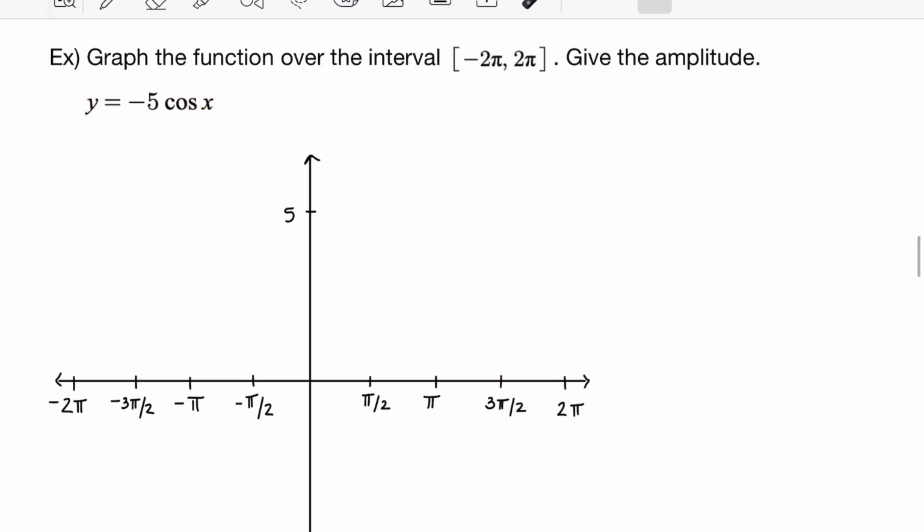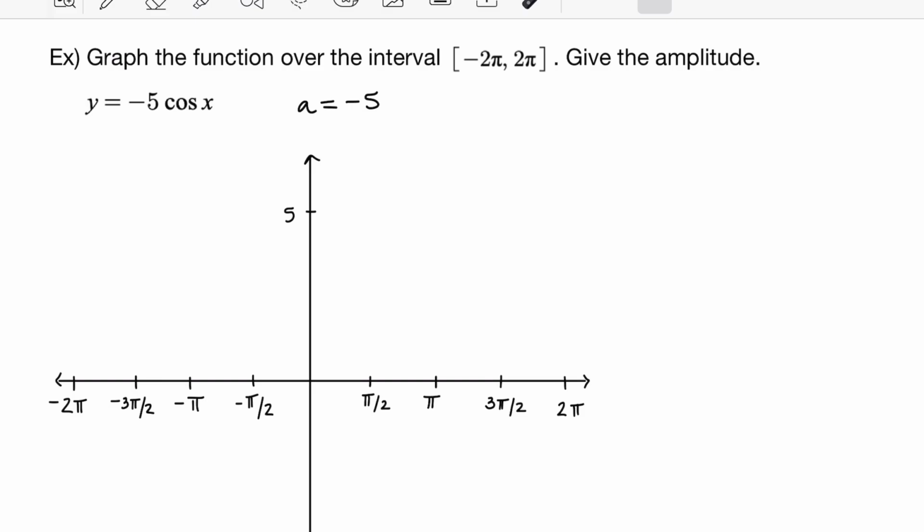The function is y equals -5 cosine x, so we automatically know that our amplitude is going to be 5 here. Now again, we have our period from 0 to 2 pi, and we split this into 4 intervals. So we divided this whole thing by 2, we got pi. We divided this new interval by 2, we got pi over 2, and we divided this interval from pi to 2 pi by 2, and we got 3 pi over 2. We did the same thing for our negative x-axis here.